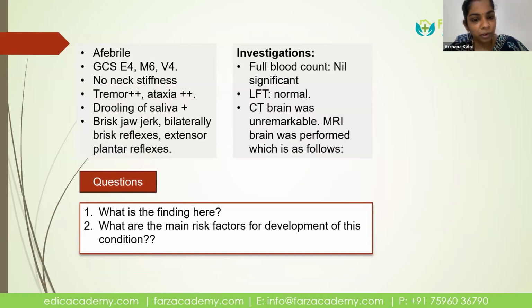I'm thinking of central pontine myelinosis in this patient, and the main risk factor will be rapid correction of sodium. Any other risk factor? Other than rapid correction of sodium, I'm not sure, sir.